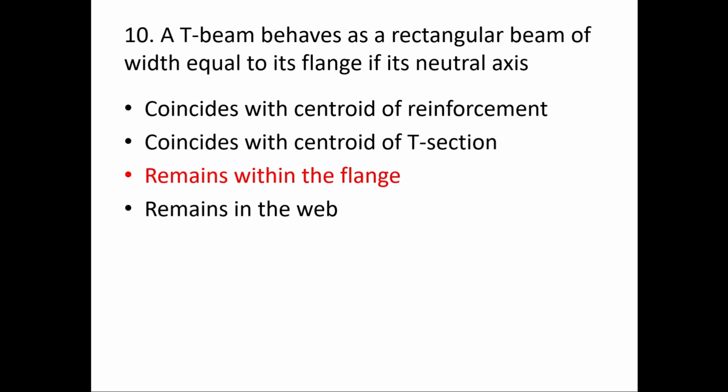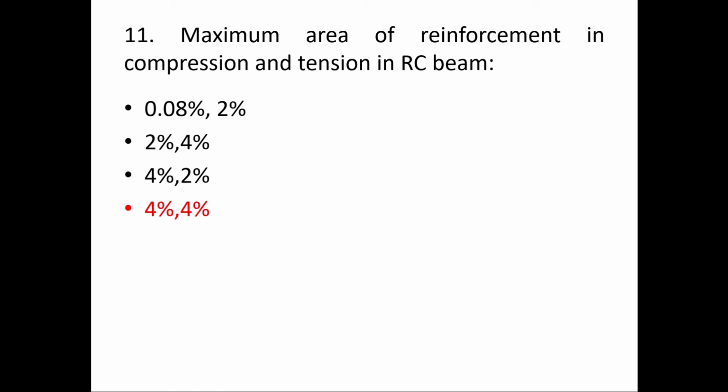Move on to the next question: maximum area of reinforcement in compression and tension in RC beam. We are having a maximum area in case of compression, which is 4% of the gross area. As per IS 456:2000, the maximum area of compression reinforcement in beam shall not exceed 0.04 times B into overall depth D. Also, the maximum area of tension reinforcement in beam shall not exceed 0.04 times B into overall depth D. So 4% for both the cases, that is for compression and for tension.